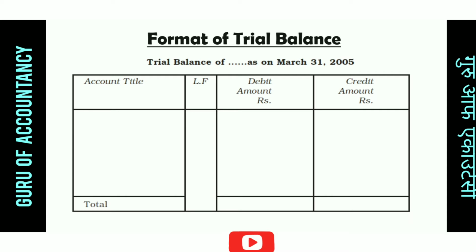At the last, you have to make the total. If everything is correctly recorded and posted, then your trial balance will tally. But this is not always so. Many times our trial balance tallies, but there may be some error. That we will see in a later section.